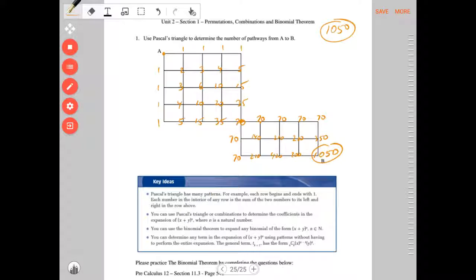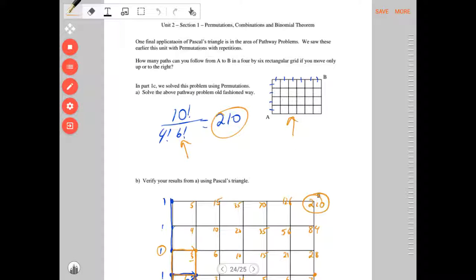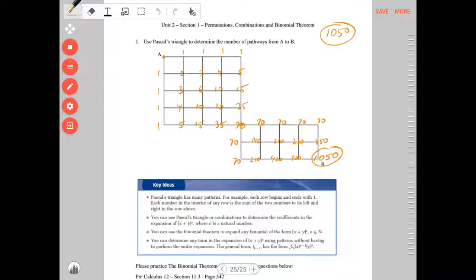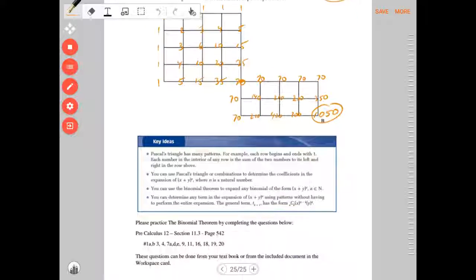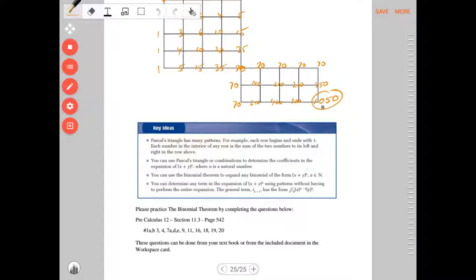Okay, so you can use permutations with repetitions, or you can use Pascal's triangle. There are times, like a complete grid, like the last example, where it is easier to use permutations with repetitions. Ones like this are about the same, but there are types of pathway problems where you just want to use Pascal's. Okay, so that is how you do that.